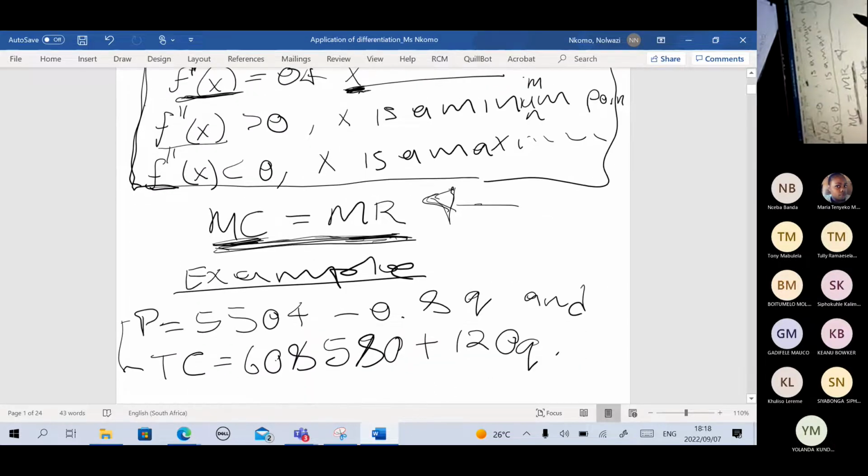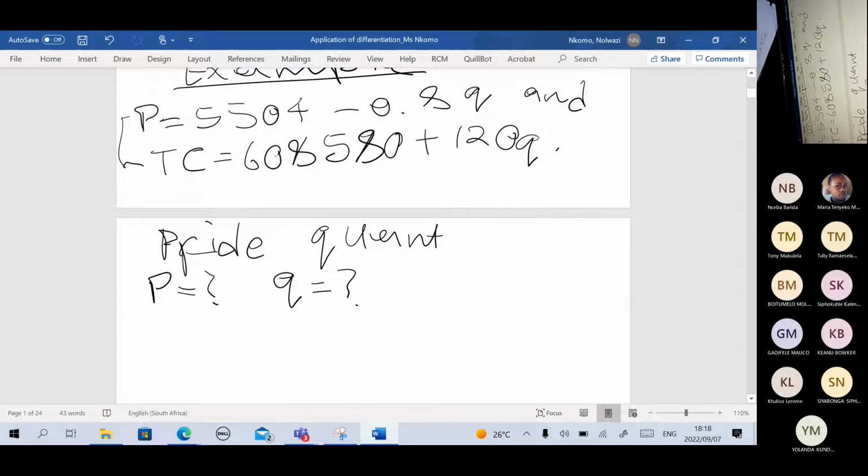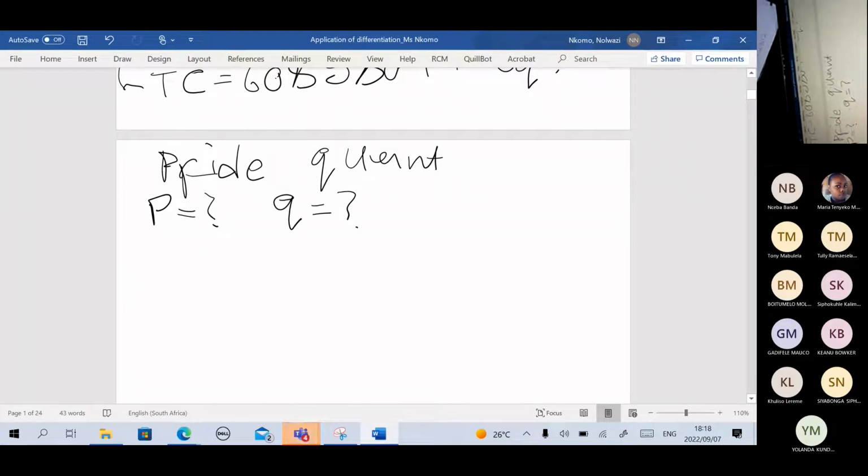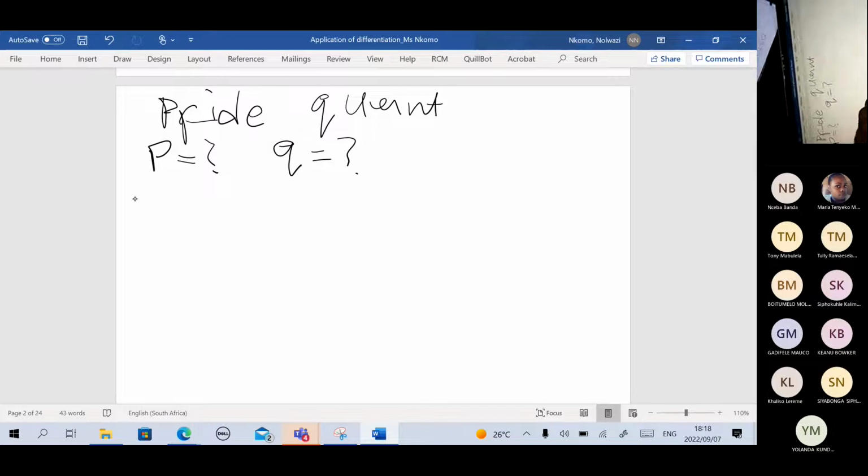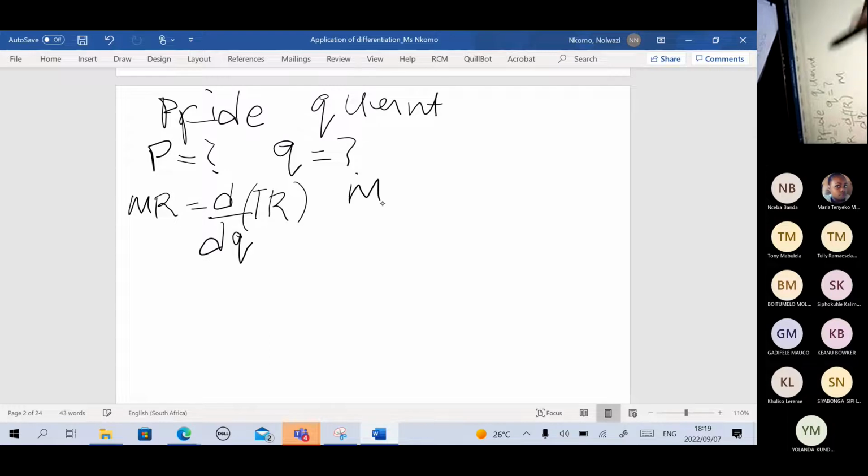But in this case, they said we should determine the price and quantity for which the profit is at maximum, using differentiation as well as the marginal revenue and the marginal cost. What we know is the marginal revenue is equal to the derivative. We find the marginal revenue by differentiating the total revenue, and we find the marginal cost by differentiating the total cost, right?